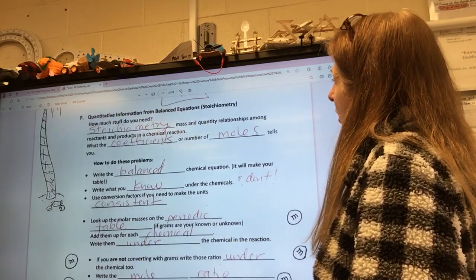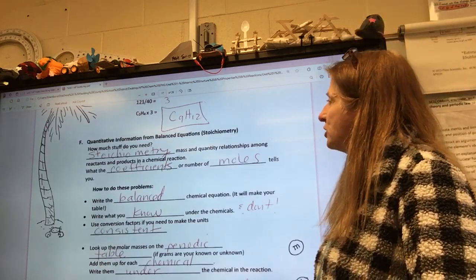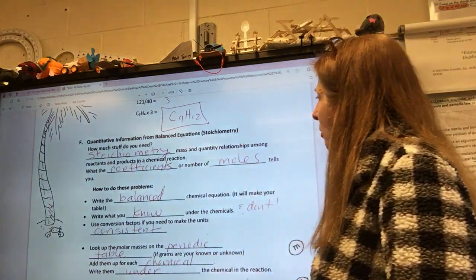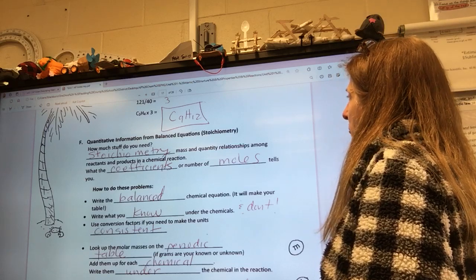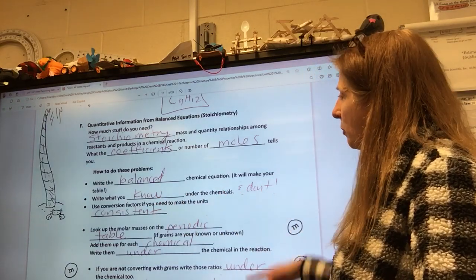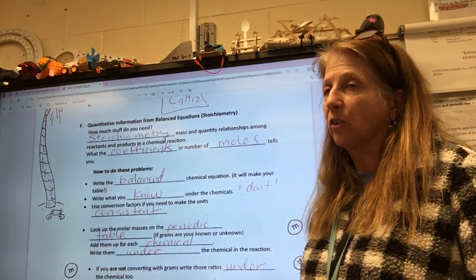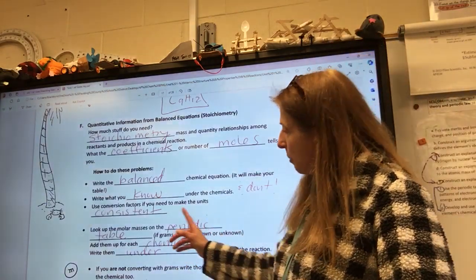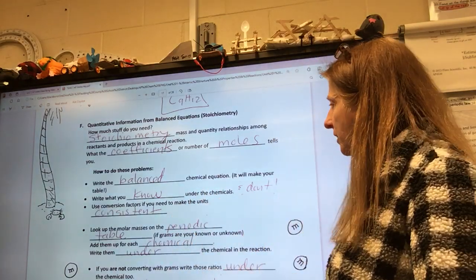Okay. So, stoichiometry is the mass and quantity relationships among reactants and products. It's what the coefficients or the number of moles tells you. So, how do you do these equations? First, write the balanced equation. Then write what you know under the chemicals and what you don't. Make sure your units are consistent. If you have kilogram in one place and gram in another, it's not going to work. They need to all be grams. You look up the molar masses on the periodic table if grams are in the knowns or unknowns.